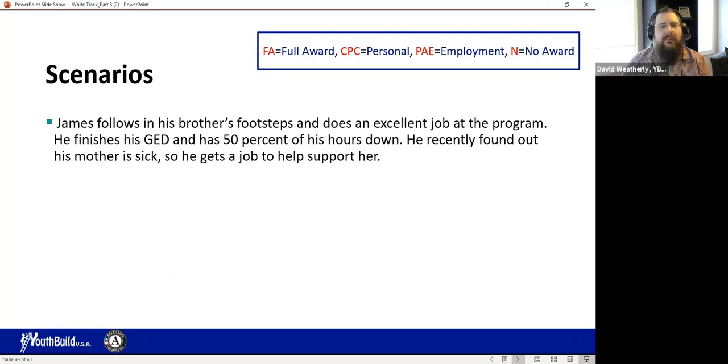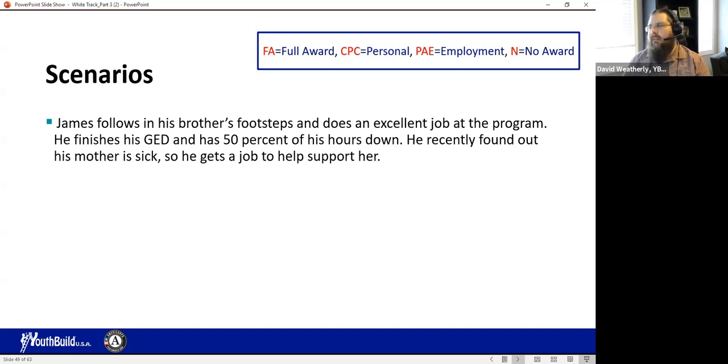James follows in his brother Juan's footsteps and does an excellent job at the program. He finishes his GED and has 50% of his hours done. He recently found out that his mother is sick, so he gets a job to help support her. What would you do in this scenario? Would the individual get a full award, the CPC exit, an employment exit, or no award? What do you think? Go ahead and put your answers into the chat.